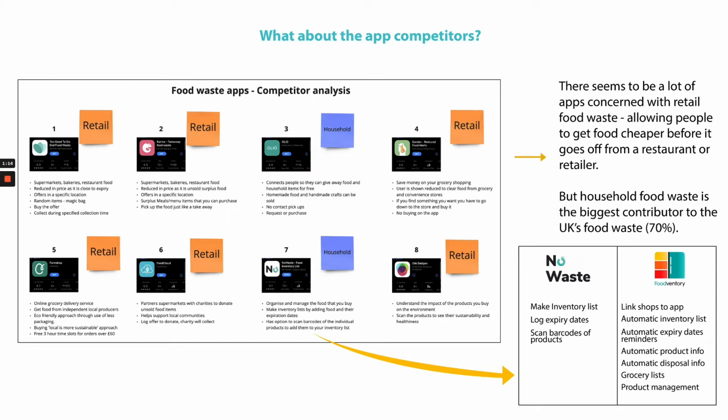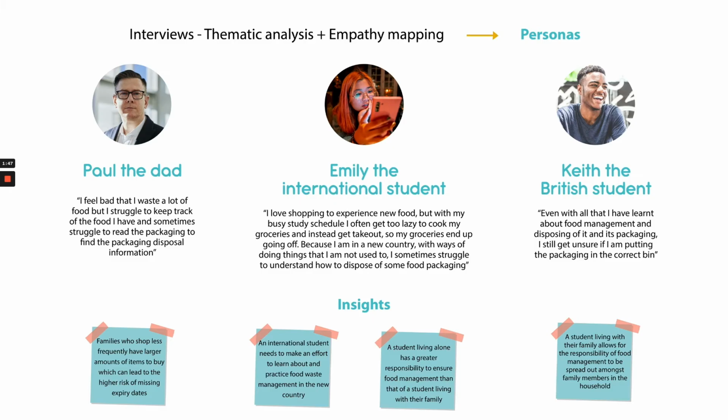So I have found an app called No Waste, and this app is actually my biggest competitor, as they allow the user to make an inventory list, to log expiry dates, and to scan barcodes of products. But for my app, the vision is to give the customer the ability to link their shops to the app, provide an automatic inventory list and expiry date reminders, automatic product information and disposal information, and allow them to make grocery lists and overall just manage their products.